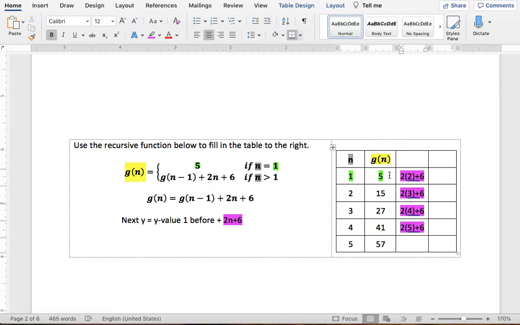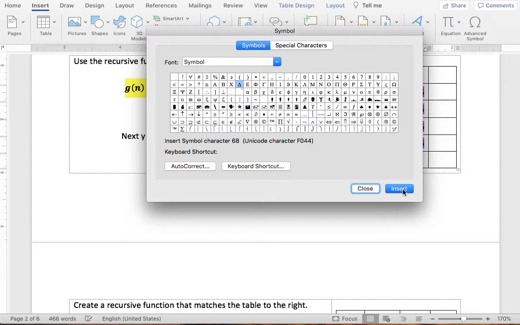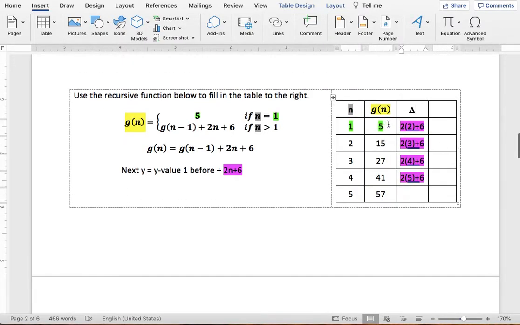All right, so this was 5, then 15, 27, 41, then 57. Okay, let's create a change column here. To go from 5 to 15, that's going to be plus 10, or 2 times 2 plus 6. To go from 15 to 27, that's plus 12. You should put a plus here.